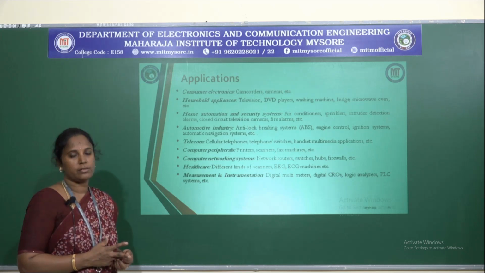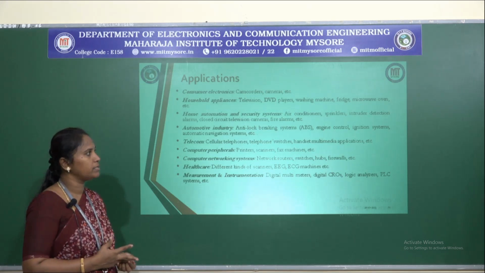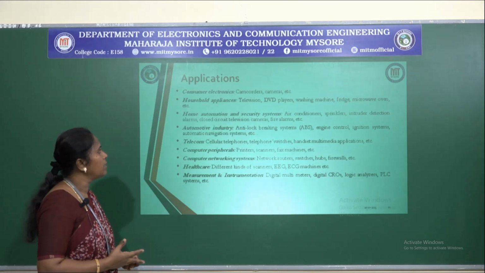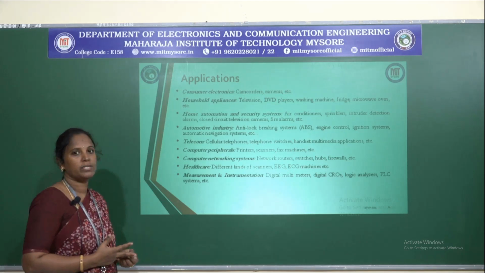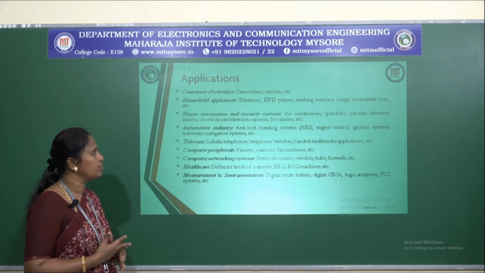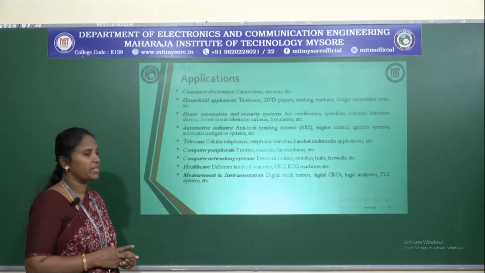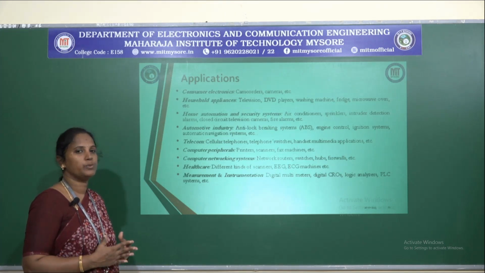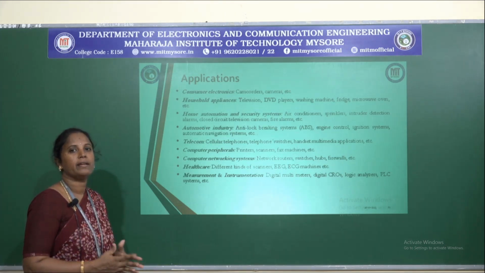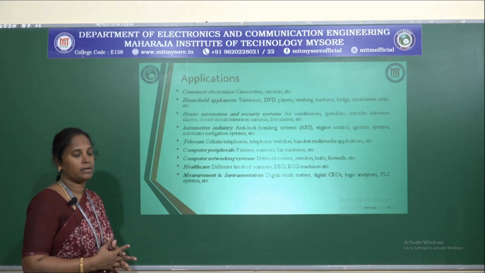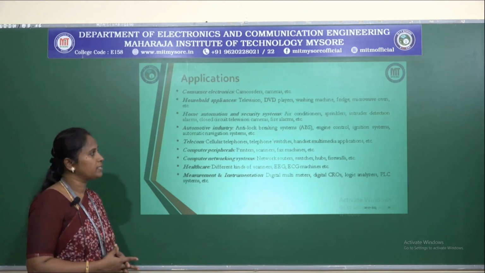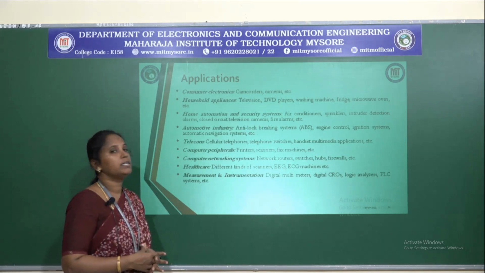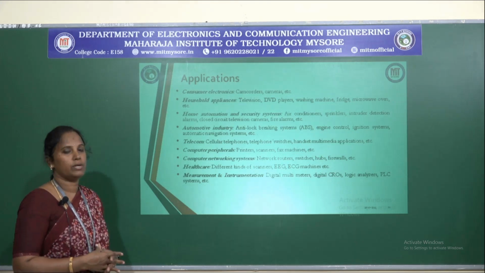Then home automation and security systems. Home automation means things like sprinklers and fire alarms, that is, the ones which provide security to your home. Then the automotive industry: the cars which are now manufactured are fully automated, like we have the ABS system, that is the anti-lock braking system, as well as the ignition system. So we have different types of systems which are now developed in modern cars.